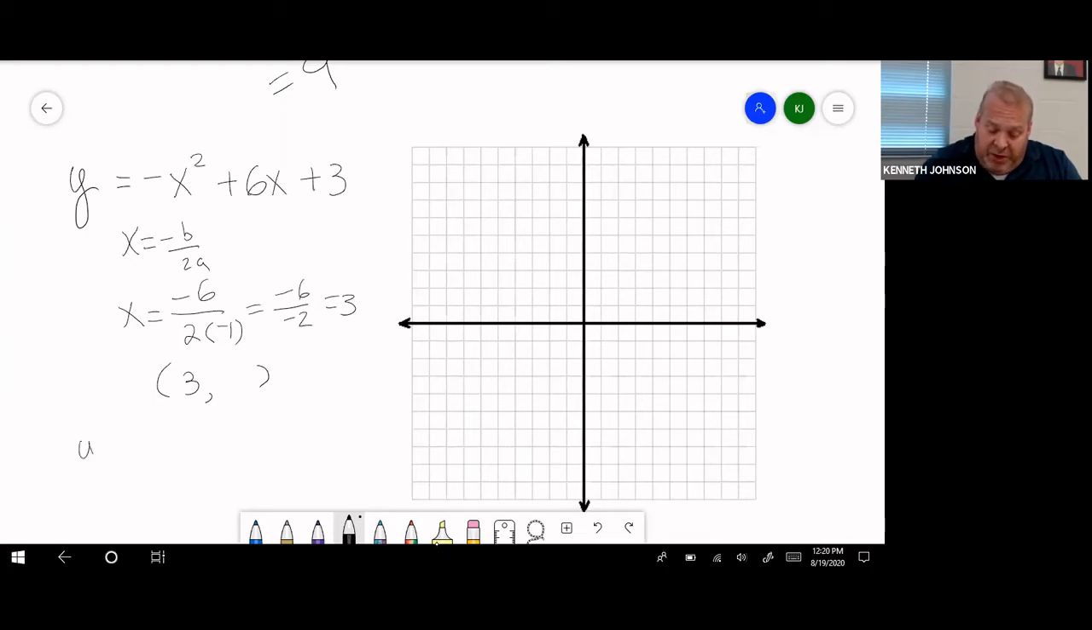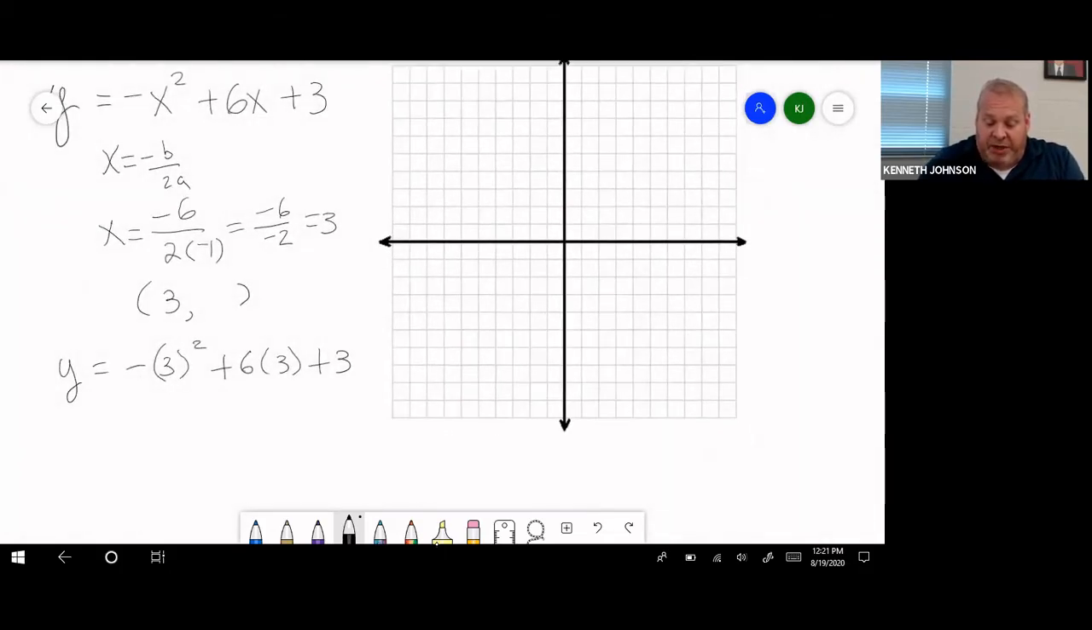To find the y value, I'm going to go ahead and plug it in. Make sure you put it in parentheses. And the reason I say that is because if you take this first term here and don't put it in parentheses, or even worse, you put the negative inside the parenthesis, you're going to get the wrong answer. Because what this says is 3 squared, then take the negative of it. If you put the negative inside, it's squaring negative, and you're going to get the wrong answer. So I like to put in parentheses. I overuse parentheses. It's better.